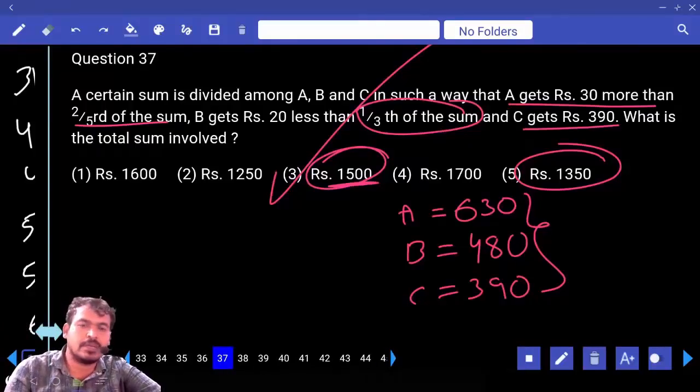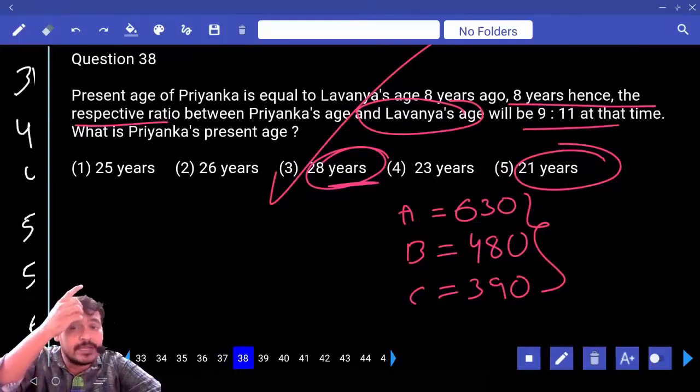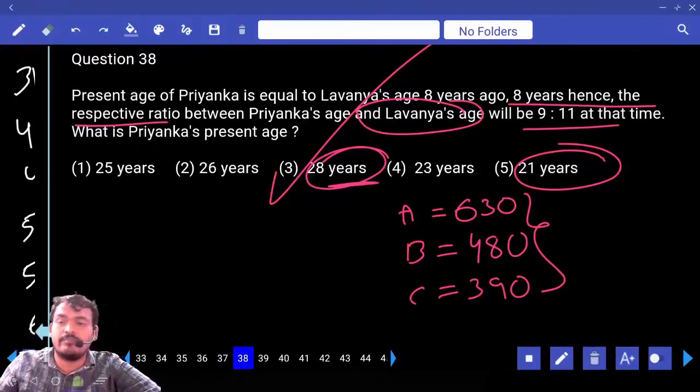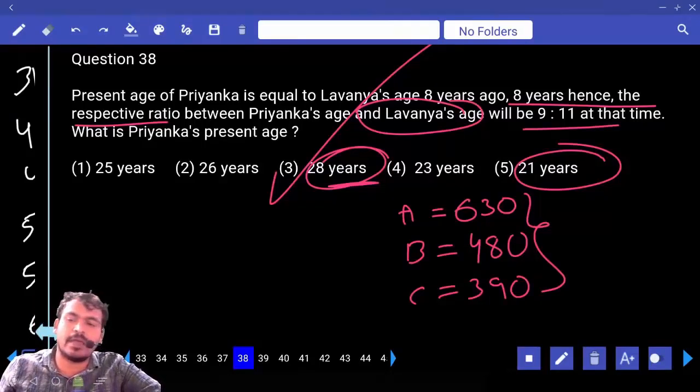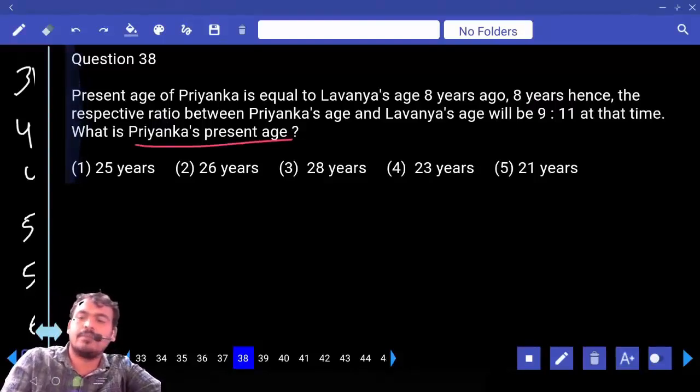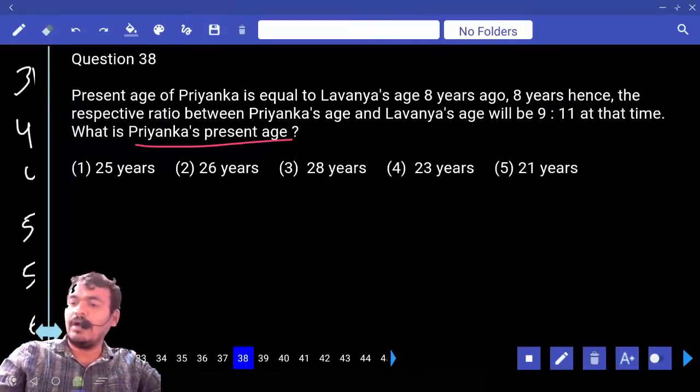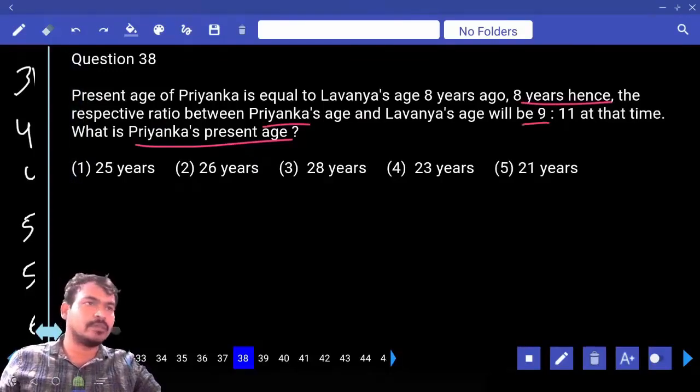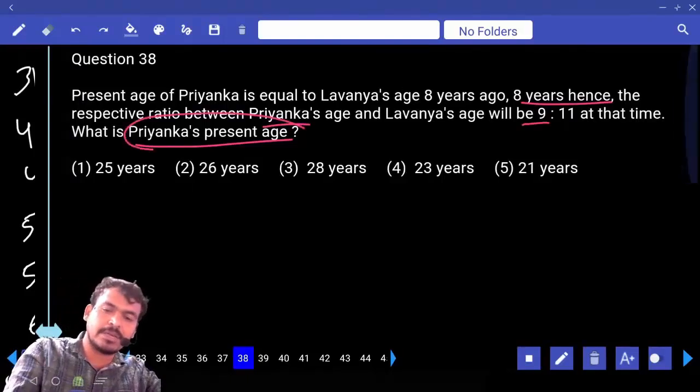Next, question number 38. The present age of Priyanka is equal to which one? Lavanya's age, 8 years ago. 8 years hence, the ratio between Priyanka's age and Lavanya's age will be 9:11. What is the question here? What is Priyanka's present age? After 8 years, Priyanka will be 9 parts, but we require Priyanka's present age.